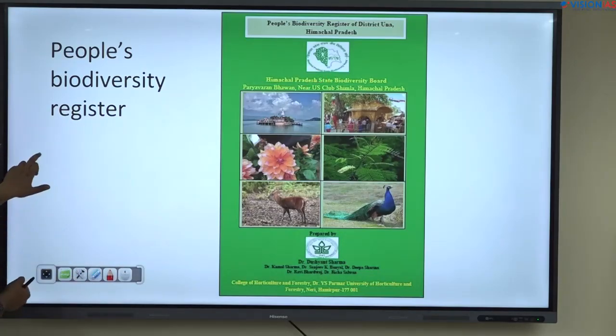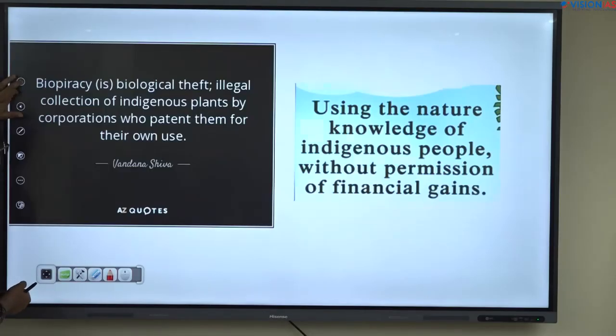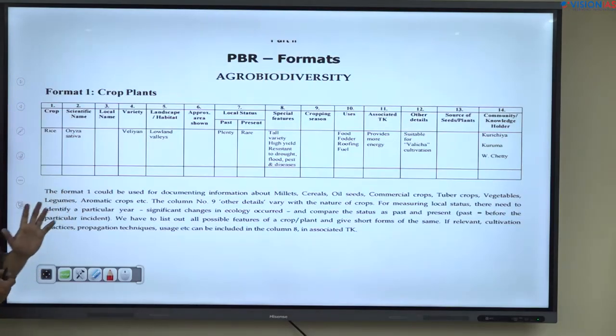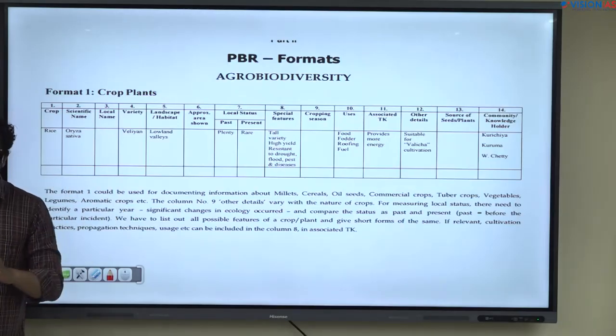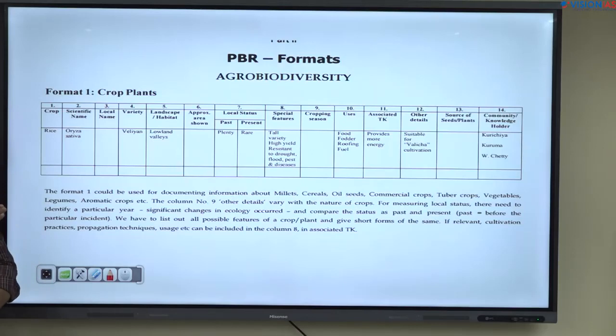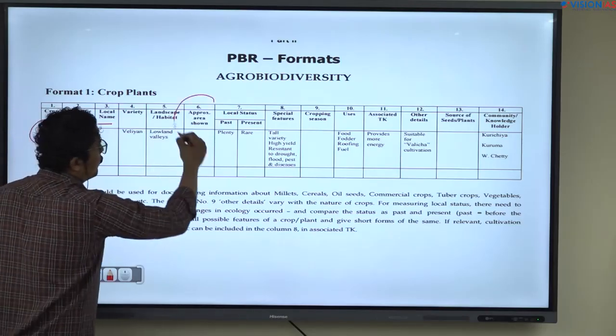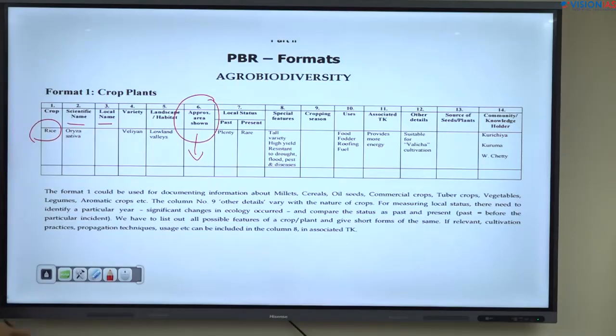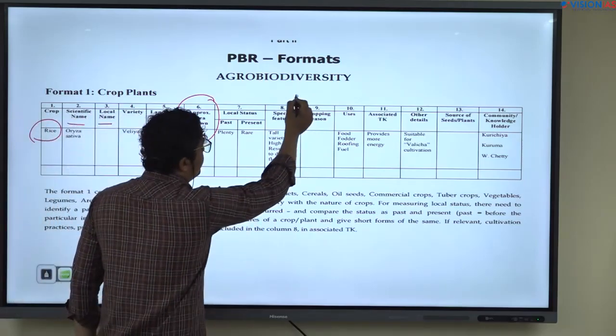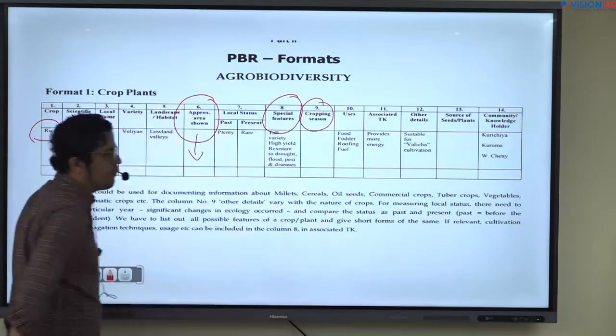See. What details does it contain? You need not remember this. This is just for your understanding. You have to fill different forms in this register. Like form number 1, it is for crops. So just see how much detail you have to put. Write the name of the crops which you grow in your area. Write its scientific name, local name. How much area is covered by this crop? What is the special feature or cropping season of this?